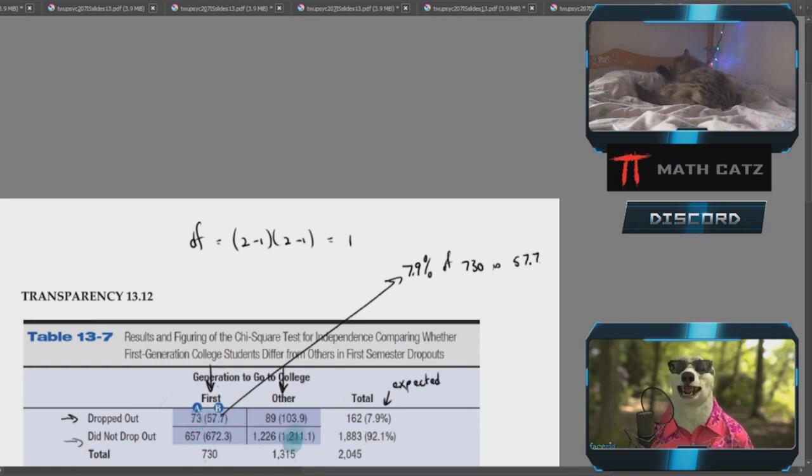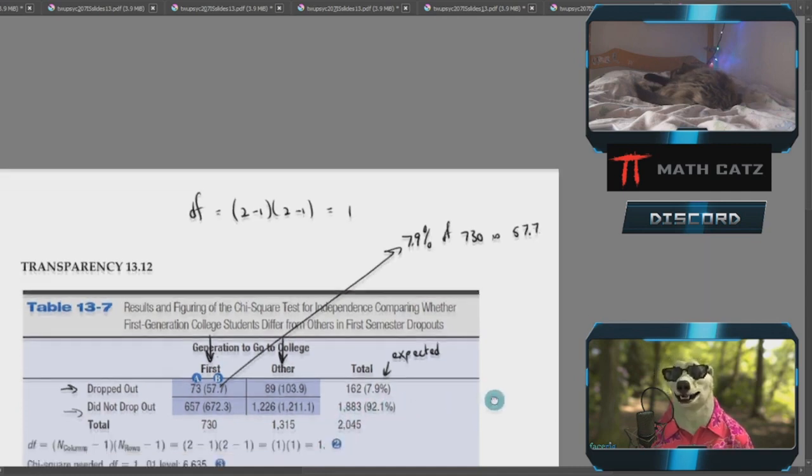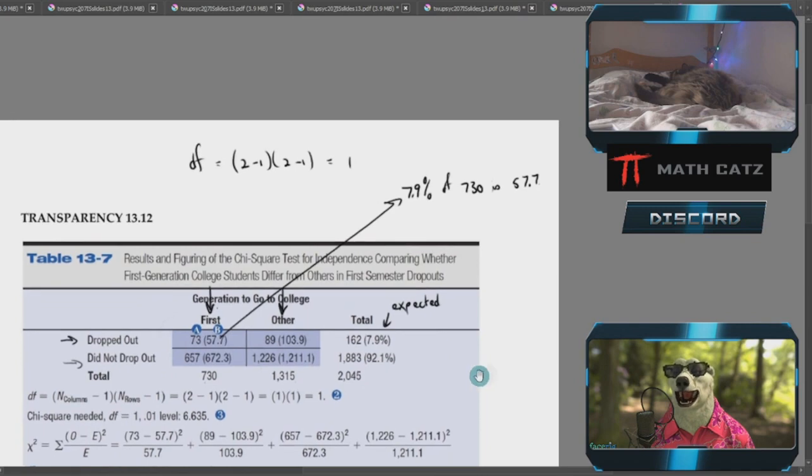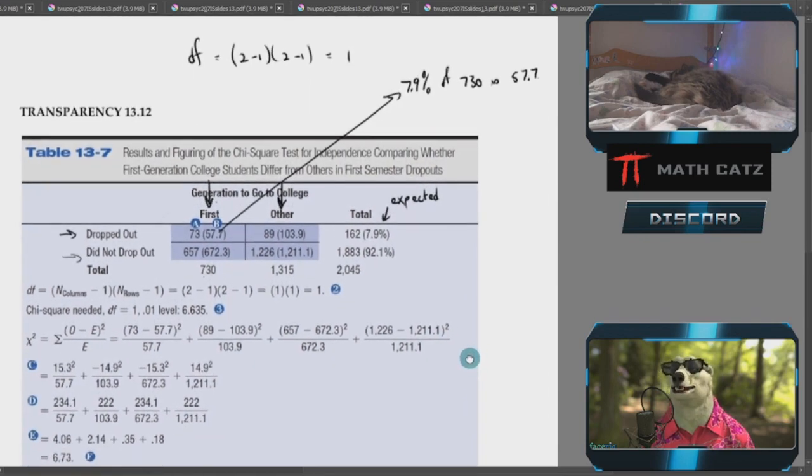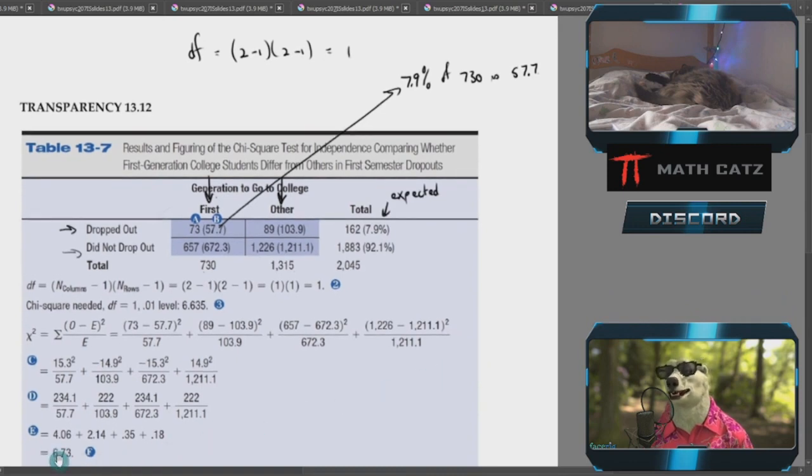Then these ones in the blue shaded cells, the observed versus expected, those are the ones I use to calculate my chi-squared statistic, where I look at observed minus expected squared divided by expected every time for 4 of them. Add them up, however much detail you need, 6.73.